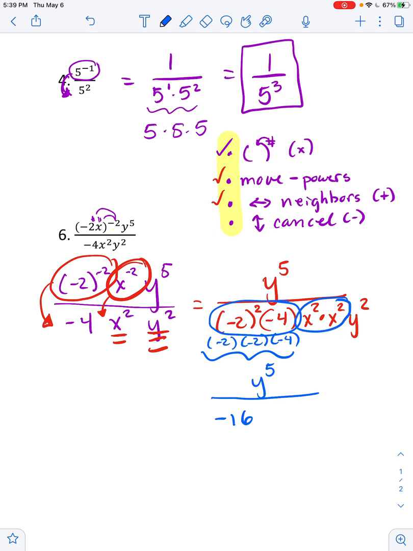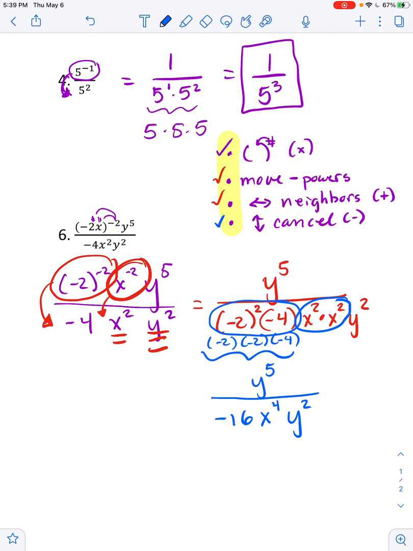Then I have two neighbors that are the same base, which is x to the second times x to the second. That's the very first rule that we learned. In that case, I add my powers. So 2 plus 2 becomes 4. And then I have my y to the second.